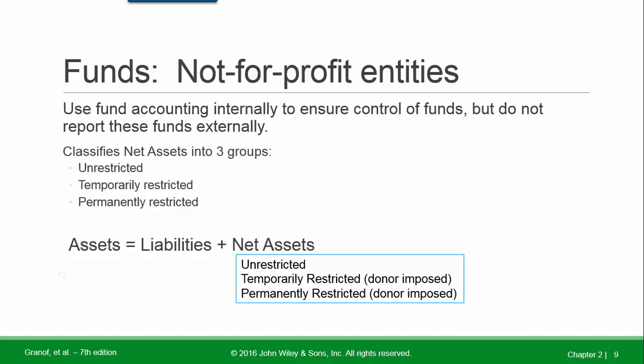Now let's look at not-for-profit entities. These entities use fund accounting internally to ensure control of funds, but do not report these funds externally. Not-for-profit entities. Net assets are classified into three groups: unrestricted, temporarily restricted, and permanently restricted. Thus, the equation is assets equal liabilities plus net assets divided by these three groups.